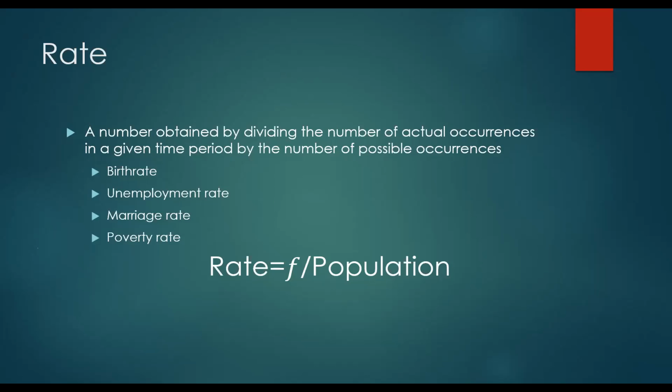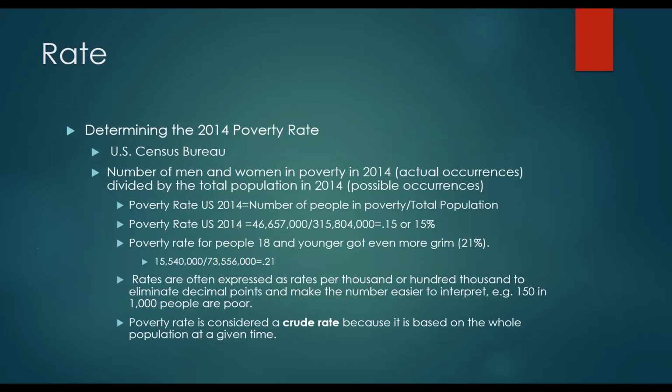Okay. So a little bit more about rates. If I was trying to figure out what is the poverty rate in 2014, that's some of the census data that we have back from 2014. So we can take the number of men and women that are in actual poverty in 2014, that's the actual occurrence, divided by the total population in 2014. That's the total possible occurrence, right? Again, when you do a census, that is a population measure. You're looking at the entire population of a given country, region, whatever.